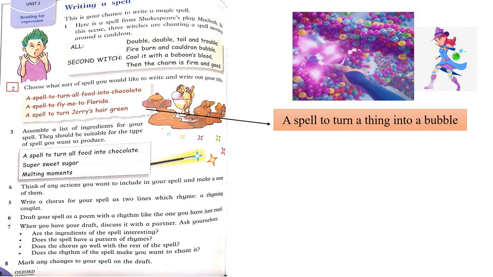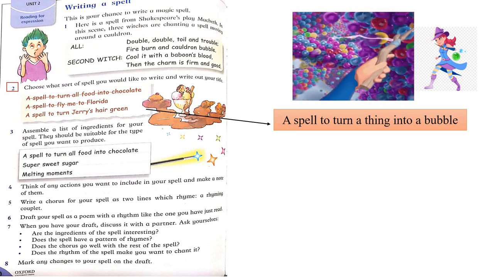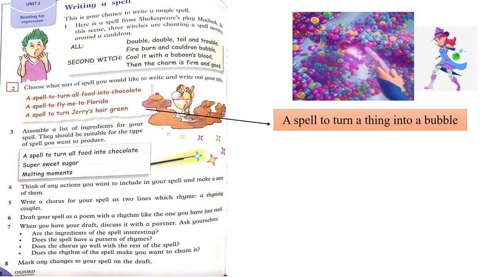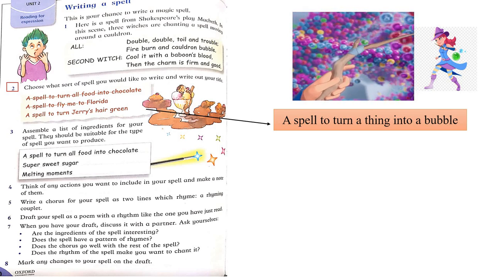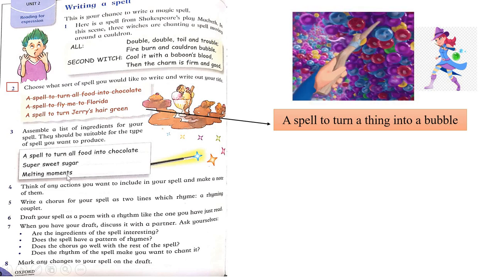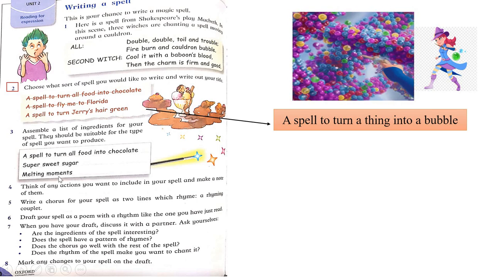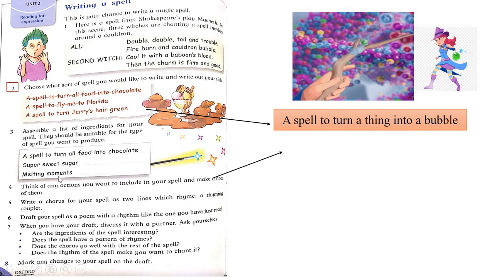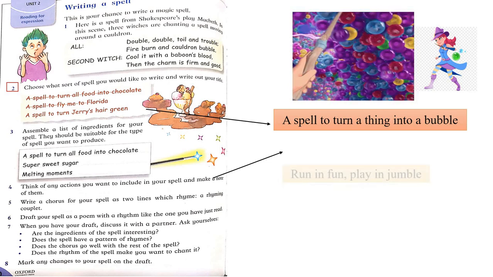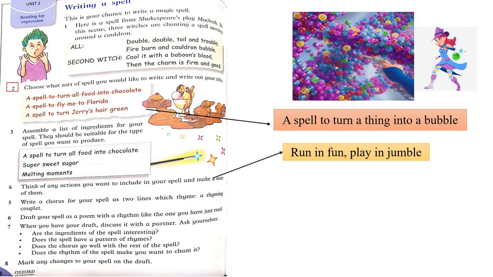The third question is, assemble a list of ingredients for your spell. They should be suitable for the type of spell you want to produce. Students are supposed to write the ingredients, like an ingredient such as super sweet sugar melting moments. So students are supposed to write the list, and this question is supposed to be attempted by students. The fourth question is, think of any action you want to include in your spell and make a note of them. The actions that I want to include are run in fun, play in jumble.